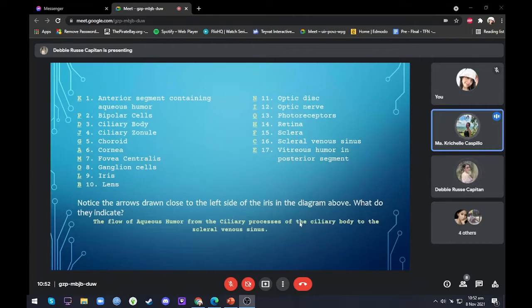15, sclera, which is letter F. 16, scleral venous sinus, which is letter C. 17 is vitreous humor in posterior segment, which is letter E. Notice the arrow drawn close to the left side of the iris in the diagram above. What does it indicate? Our answer, the flow of aqueous humor from the ciliary process of the ciliary body to the scleral venous sinus.